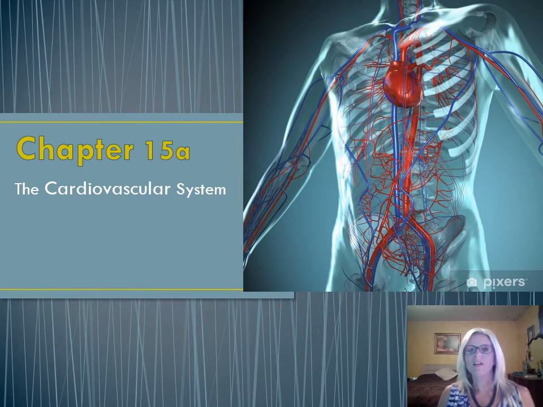So in chapter 15, we're going to be looking at the cardiovascular system. The heart is a very phenomenal organ in our body. The heart pumps 7,000 liters of blood every day and contracts about 2.5 billion times in your life. The cardiovascular system is made up of, of course, the heart, blood vessels, arterioles, capillaries, veins, all of these things come together to form the cardiovascular system.